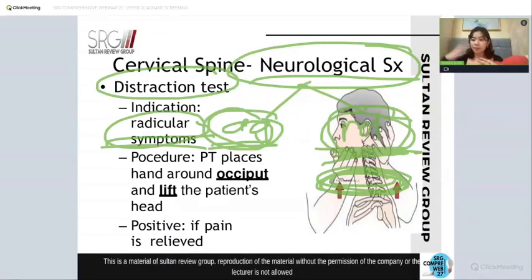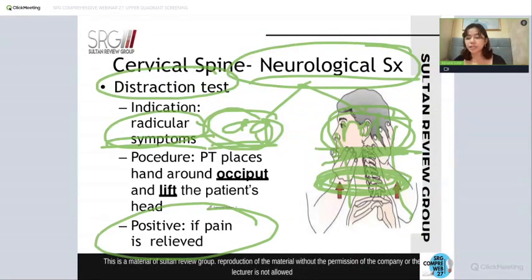That follows from the distraction: the question was about the key points of control. For cervical, it's your occiput and mandible. Okay? Clear? Sige, if this is clear, let's now go to your aggravating test.